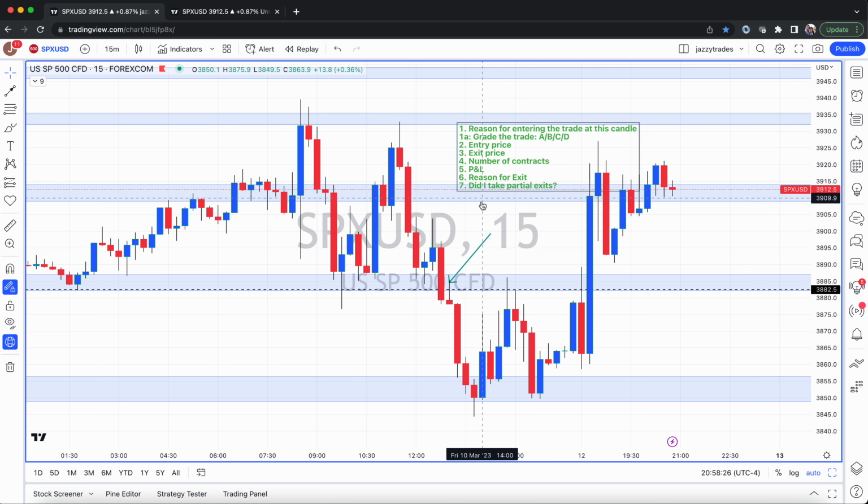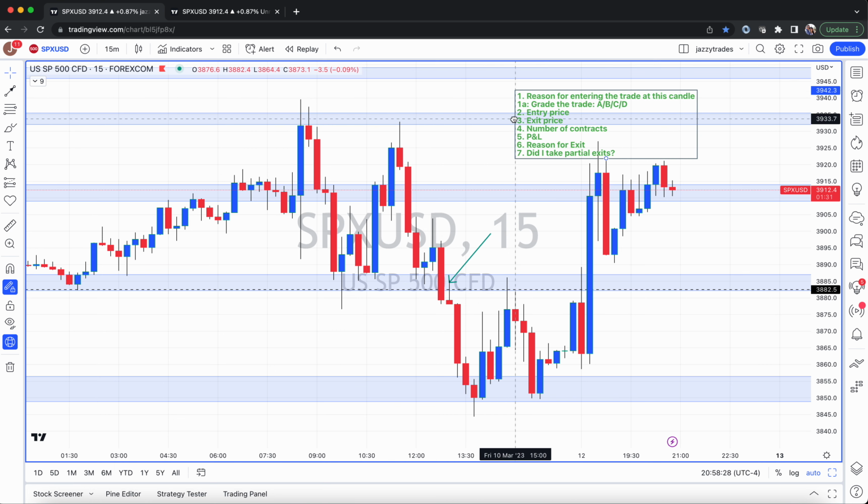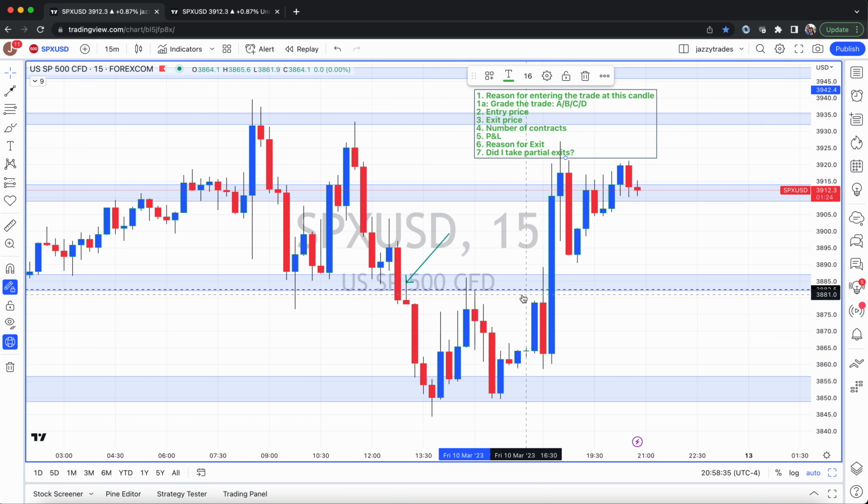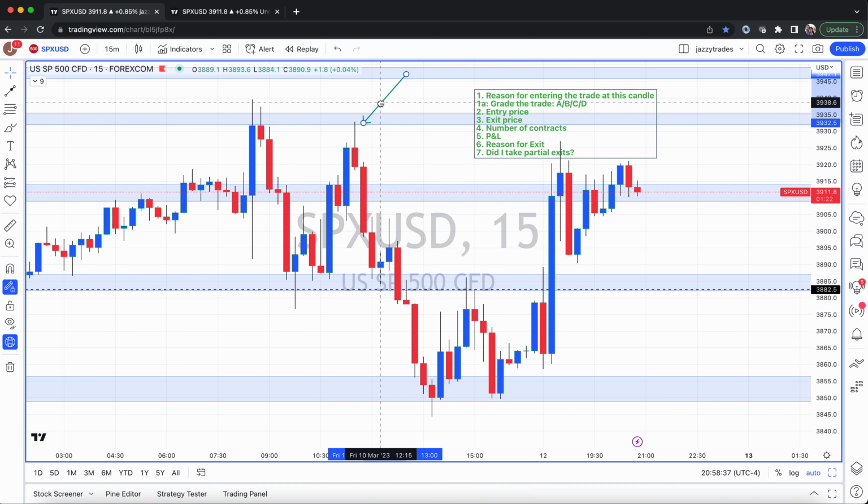There will be a reason for it. Always, you want to put a reason next to it. So, for example, I think I entered like 2 contracts here. Why? Because the move had already happened since morning. I think I missed this move. If I caught this move, this is like a 4 contract position sizing for me.